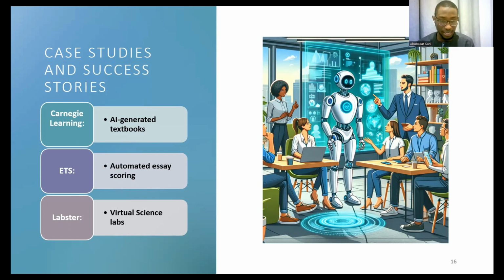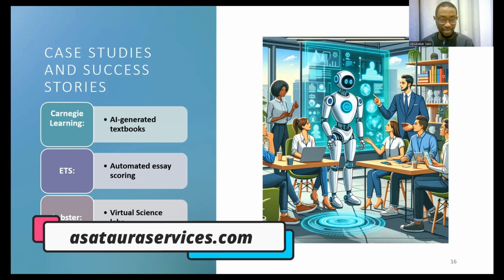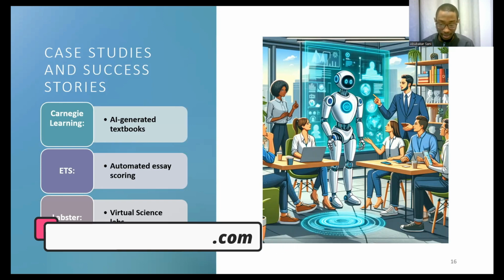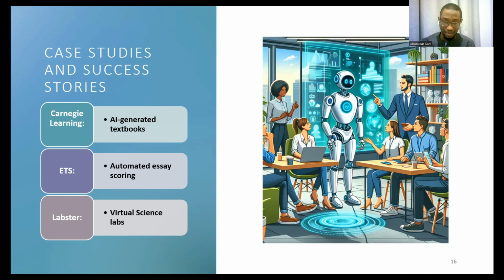You have the ETS, which is the Educational Testing Service. This is the company that provides exams such as the TOEFL, IELTS, GRE, GMAT, and so on. So what ETS did was to use generative AI to help with essay scoring. So you provide your essay. For example, if you are writing the analytical section for the GRE, they will now use the AI to score you on a scale of 1 to 5. Based on that, you get your score.